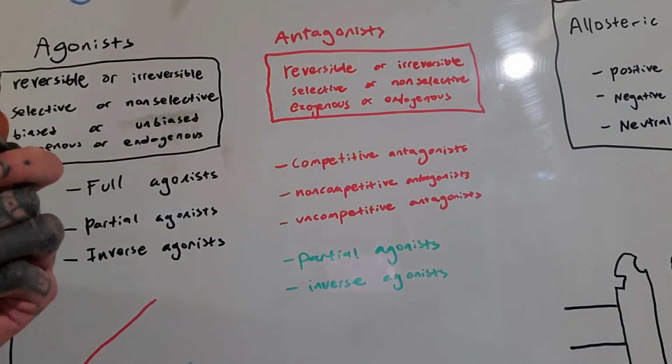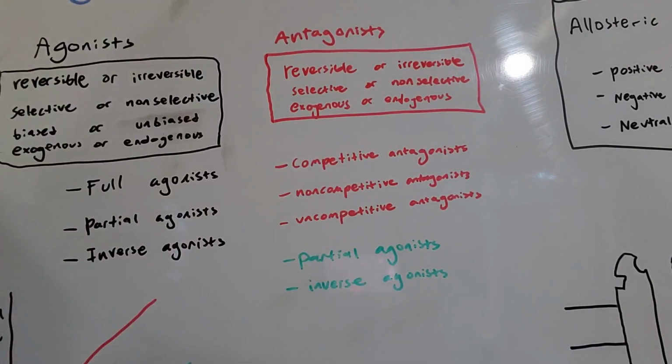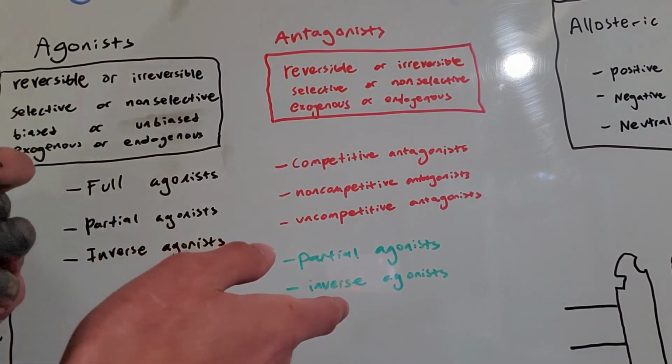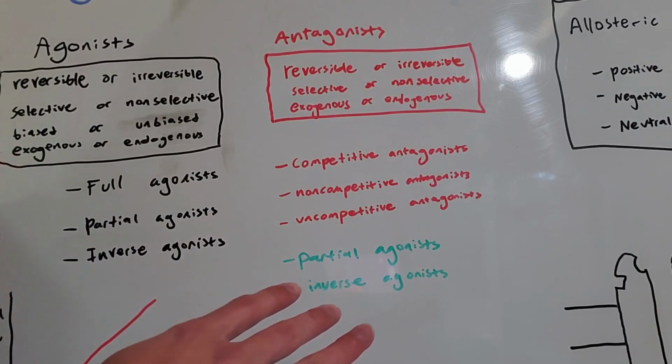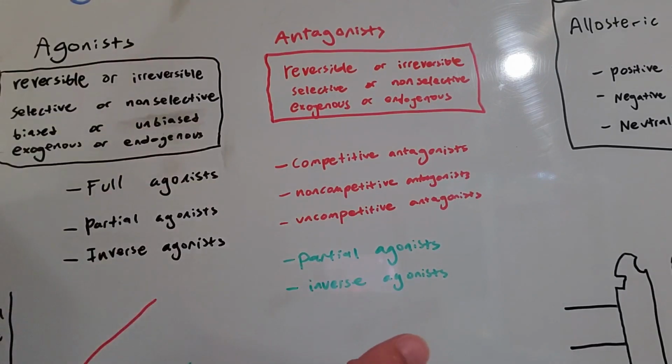So the three main types of antagonists are competitive antagonists, named as such because they bind to the same site as the endogenous ligand, the orthosteric site. So they bind to the orthosteric site and prevent an agonist from binding to that site. So they reduce the activity of the receptor by blocking agonists from binding. And at high enough concentrations, they can also displace agonists that are already bound to the receptor. They're called competitive in that sense because they compete for the site on the receptor.